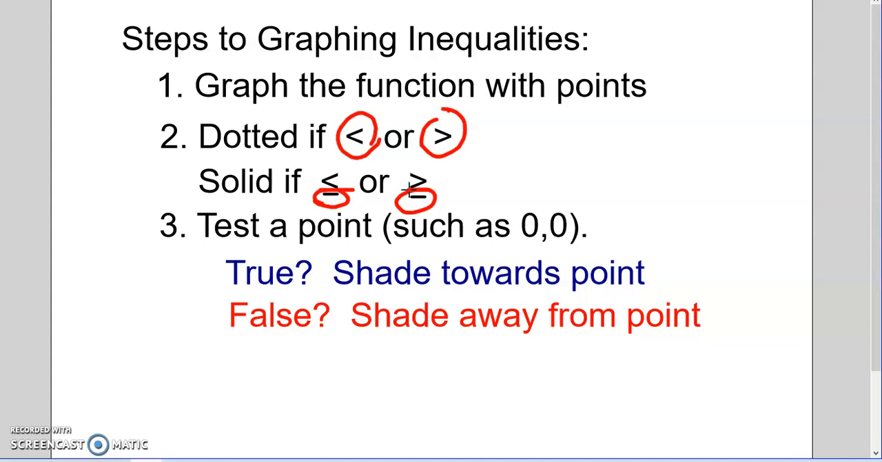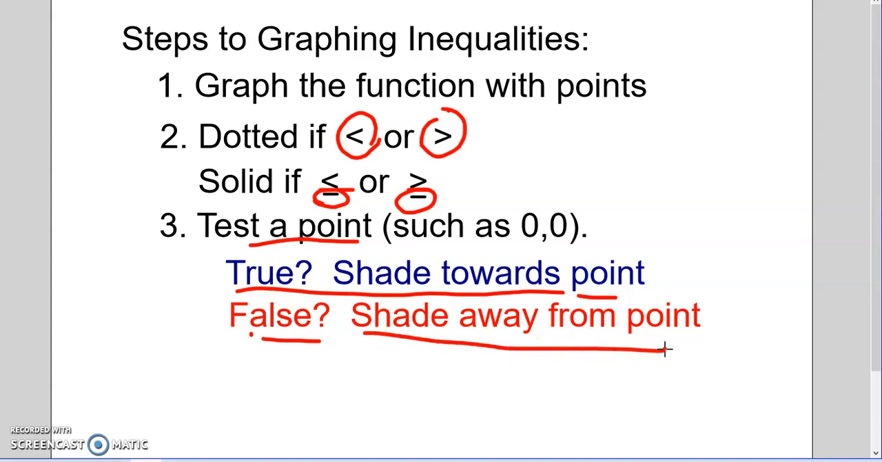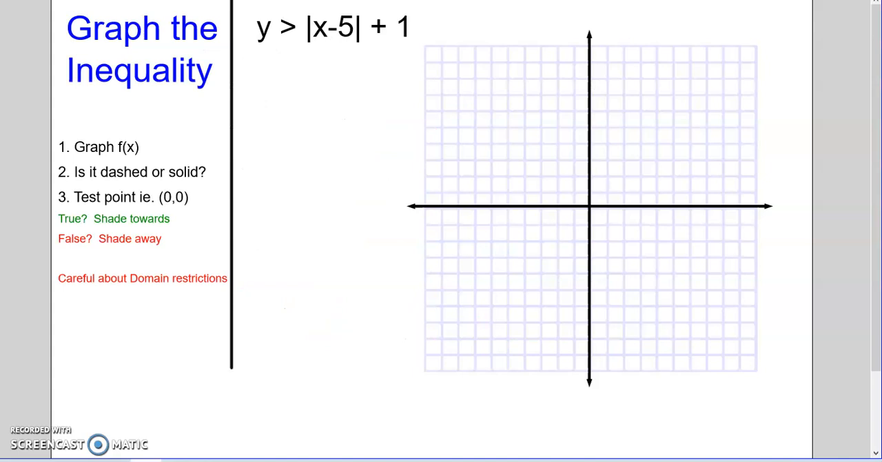Then the last step is we're going to test a point such as 0, 0. If 0, 0 is already on your function's graph, you can't use that. Just use something else with a 0 in it. If that test point works out, then you shade the region that includes that point. If the test point does not work out, it's false, then you shade away from the point. So let's see some examples. Okay, so the process is graph f of x, decide if it's dashed or solid, test your point, and then do your shading.